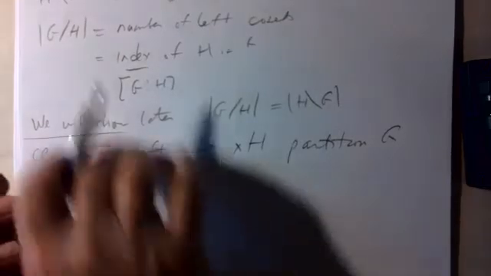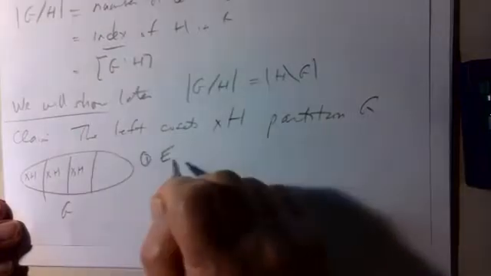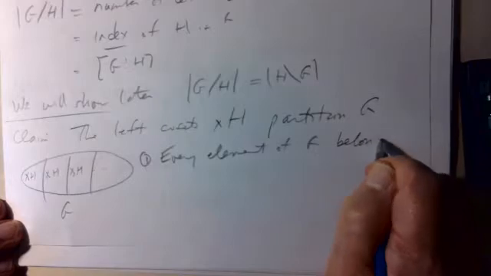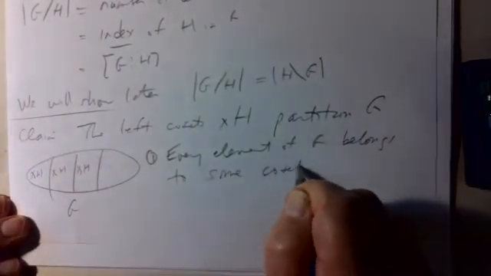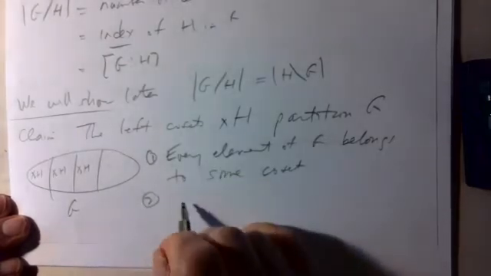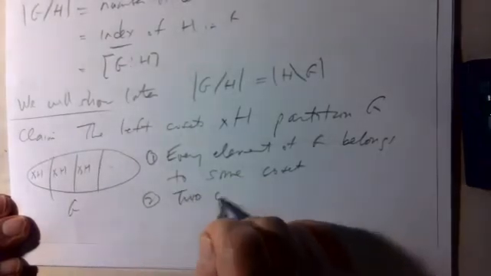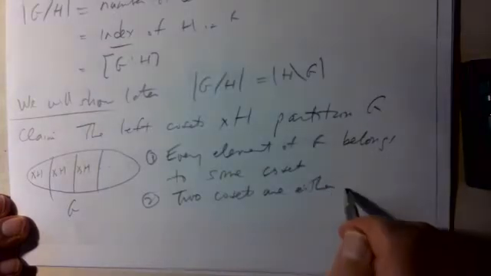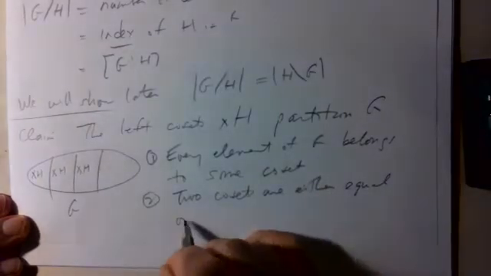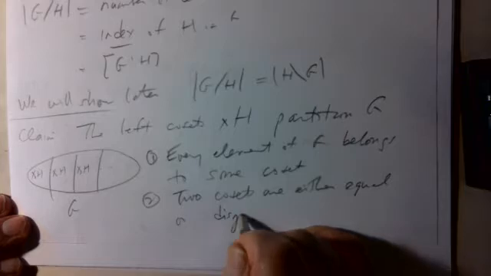So what this claim means is the following. Every element of G belongs to some coset, and two cosets are either the same, equal, or they are disjoint. They have no elements in common.